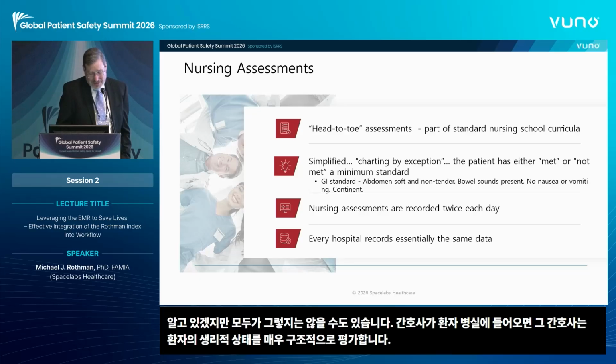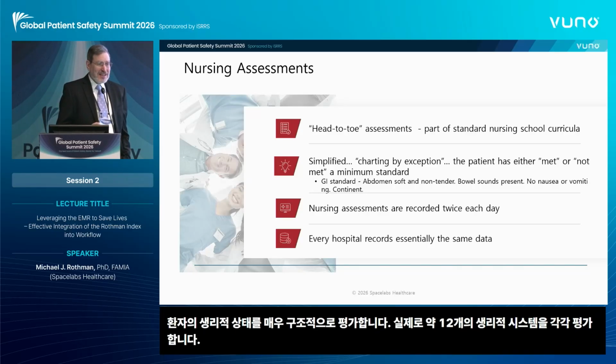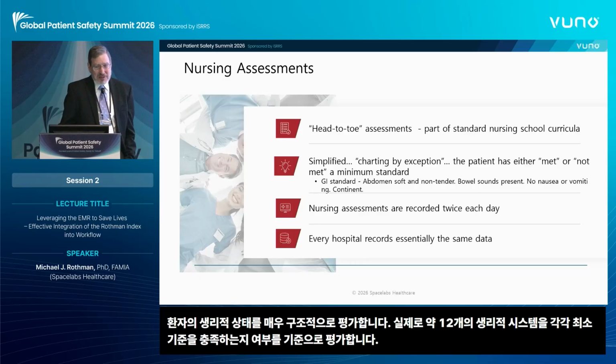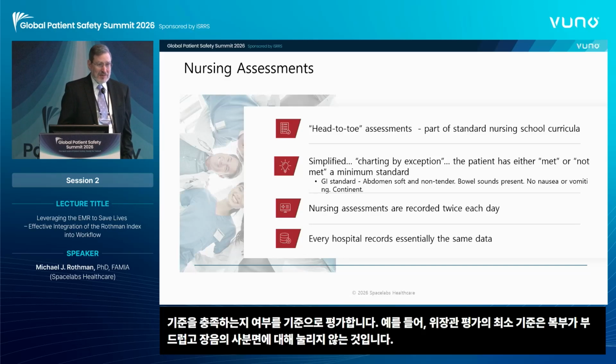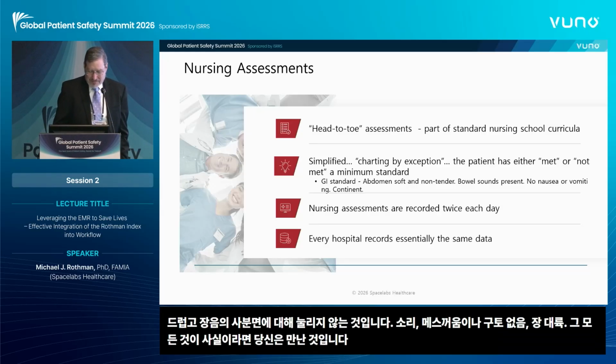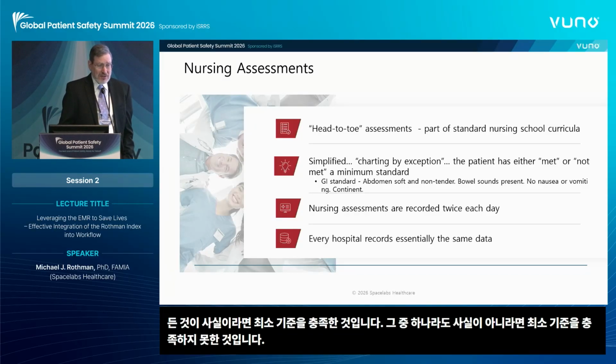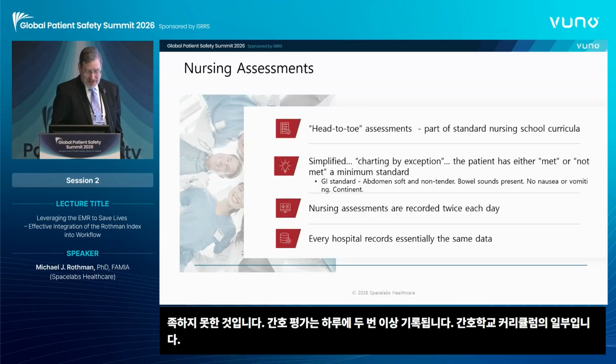For example, the minimum standard for the gastrointestinal assessment is abdomen being soft and non-tender, 4 quadrants of bowel sounds, no nausea or vomiting, and bowel continent. If all of those are true, then you've met the minimum standard. If any one of them is not true, then you've not met the minimum standard. Nursing assessments are recorded at least twice each day. It's part of nursing school curricula, I believe, around the world, sometimes called the head-to-toe assessment. And every hospital records this information.